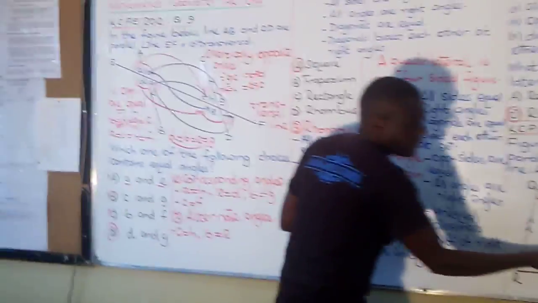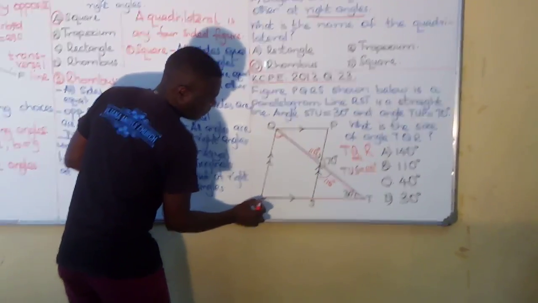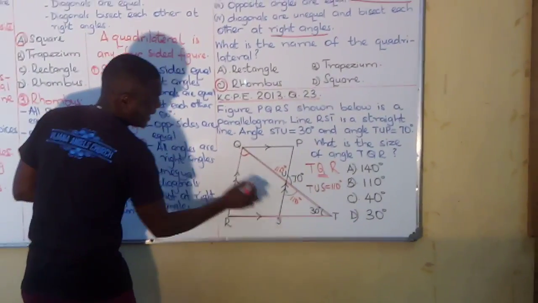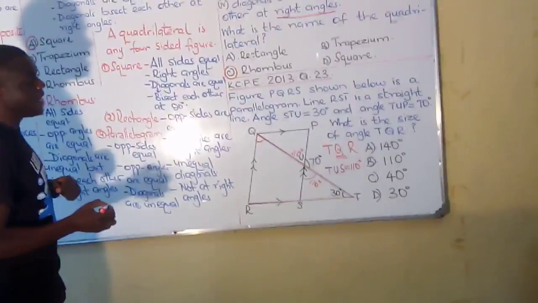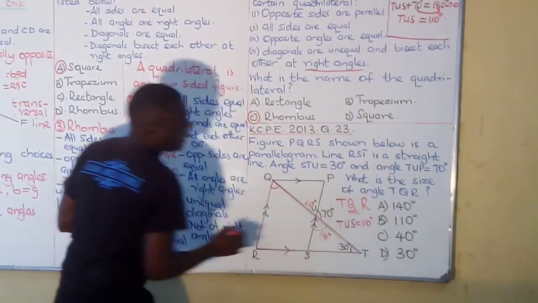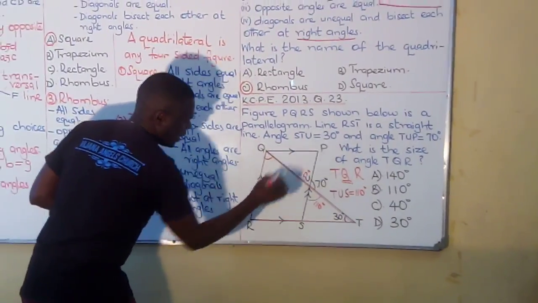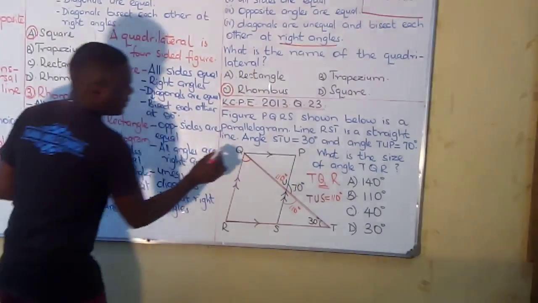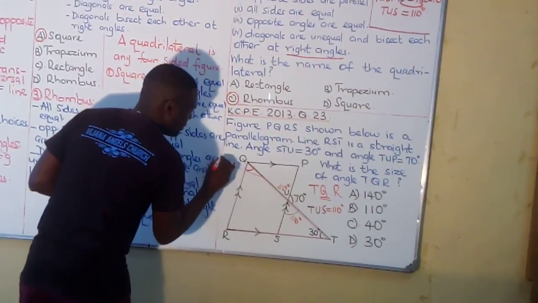Now, putting in mind that RST is an extension of a parallel line. QP and RS are parallel lines, and QT is a transversal line. Look at that, boys and girls. QP and RS are parallel lines, and QT is a transversal line. That's a transversal line. Let me write it here.